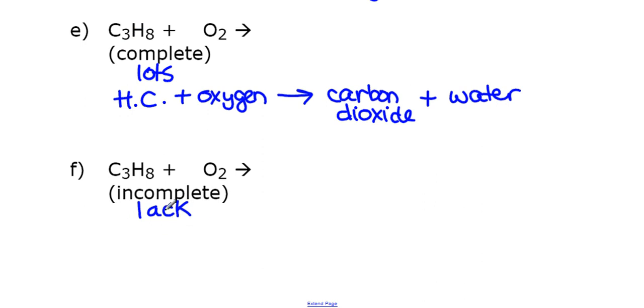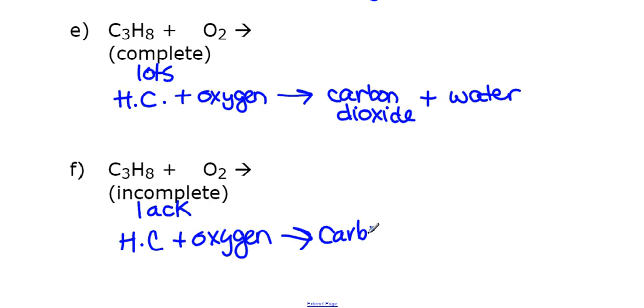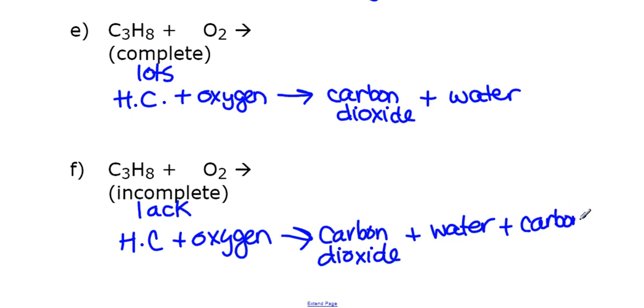When you have incomplete combustion with a hydrocarbon, the pattern starts off looking the same, but instead of only 2 products, this time you can make up to 4. Carbon dioxide and water will always be there for both types. But if it's incomplete, remember you get carbon monoxide and carbon.